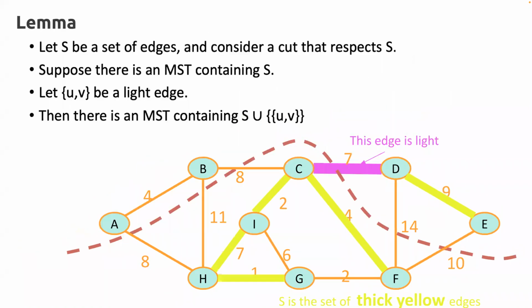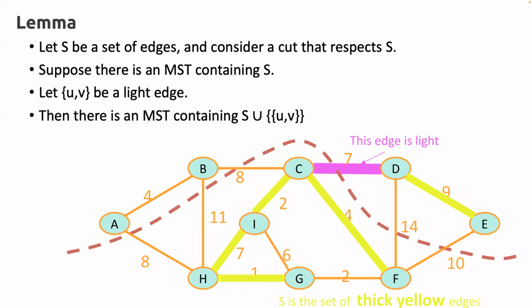Okay, so here is the lemma, and this is why all of our algorithms work. So both Prim's and Kruskal's work because of this. So let S be the set of edges and consider a cut that respects S. So S is going to be the set of edges we have taken into our MST so far, right? Now consider a cut that respects S. What does that mean? That means consider a cut of the graph where all the vertices that are connected by our set S are on one side and all the other vertices are on another side.